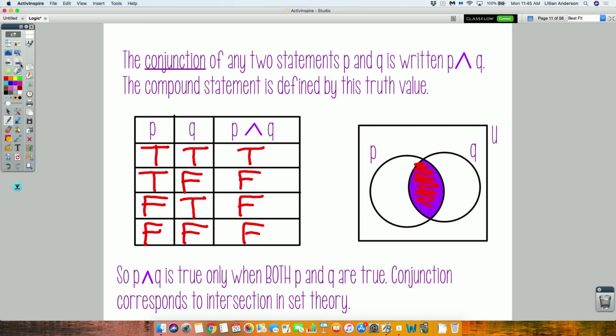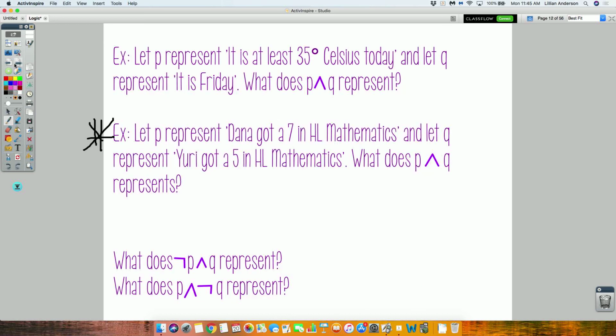With the first one, the one that's represented by ∧, we're going to do this example real quick. All right, so we're going to let P represent it is at least 35 degrees Celsius today, and we're going to let Q represent it is Friday. What does P ∧ Q represent? How would you say that in words? It is Friday and at least 35 degrees Celsius.